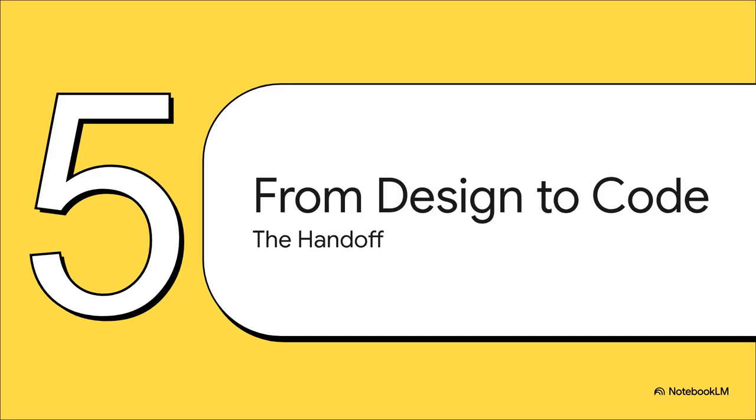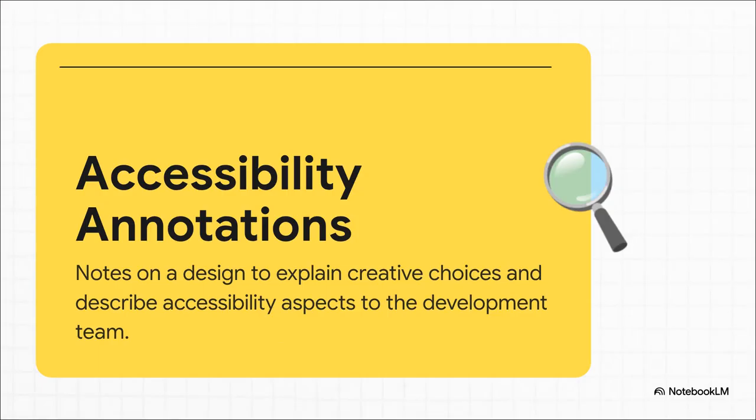Okay, let's move on to the final piece of this puzzle. You've created a beautiful, inclusive design. That's awesome. But how do you make sure it actually gets built that way? This is all about the handoff from the design to the code. And the key tool here is something called accessibility annotations. Really, they're just notes on your design mockups that explain all the critical accessibility information to your development team. They're like a bridge that makes sure your inclusive vision becomes a functional reality.